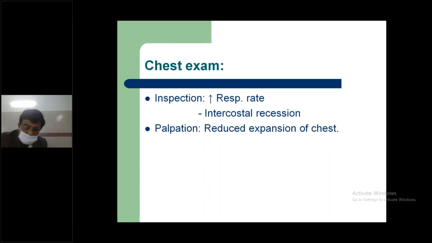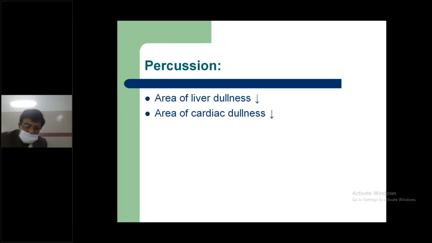Area of liver dullness is decreased. Lung becomes hyperinflated, so it covers the liver. So area of liver dullness is reduced. And area of cardiac dullness is also reduced.